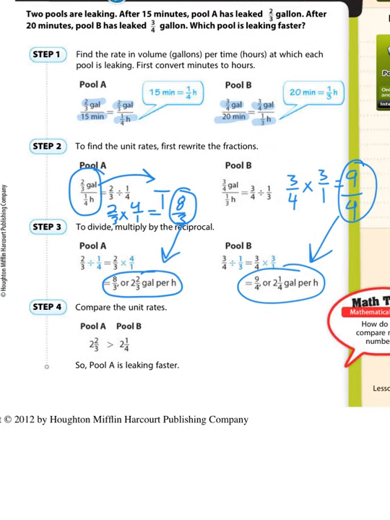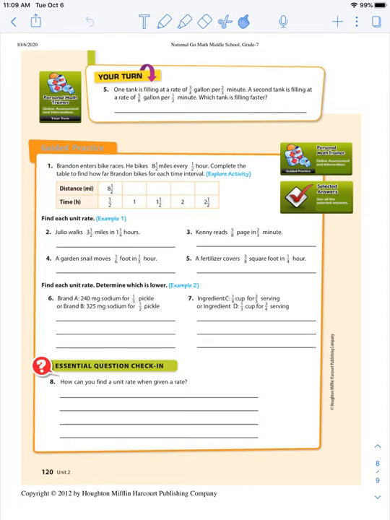All right, now we compare the unit rates, and I know 2 2/3 is bigger than 2 1/4, so pool A is leaking faster.